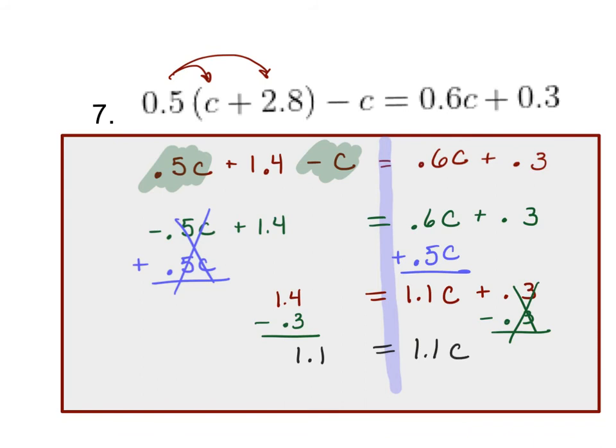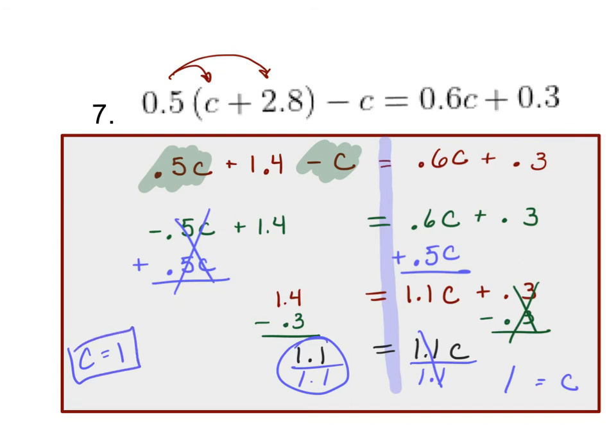And finally, I have to get c alone, so I undo multiplication with division. Divide by 1.1. Those will just give me a 1c on the right-hand side. And on the left-hand side, 1.1 over 1.1, same numerator as denominator. That means it is equal to a 1. So c is equal to 1 in problem 7.